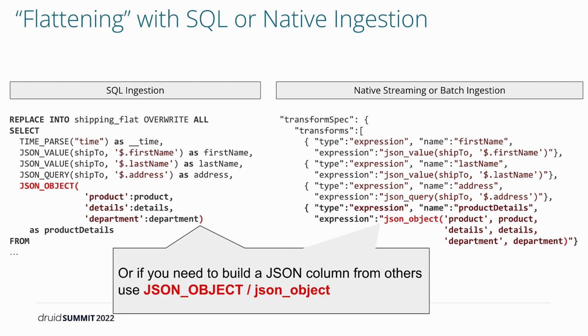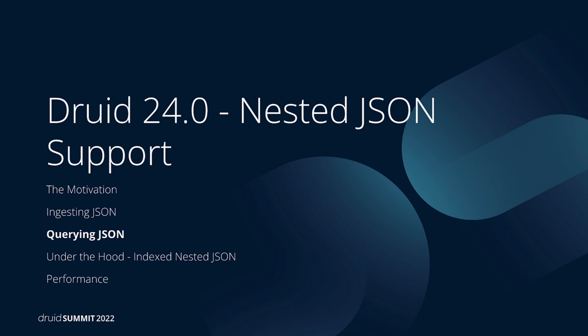And finally, JSON object, which allows you to build objects from multiple either literal fields or other elements of other JSON objects within the input source. So it's really that easy. Ingesting JSON is really just about identifying it as such, as a JSON field, and either through SQL or through native ingestion, you can ingest that data and have that automatic behavior.